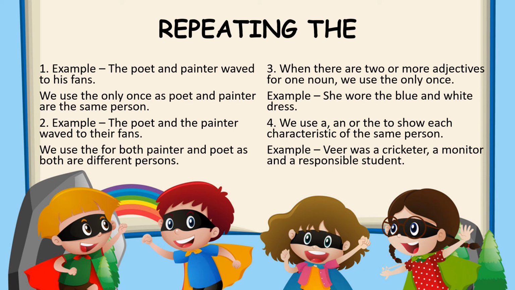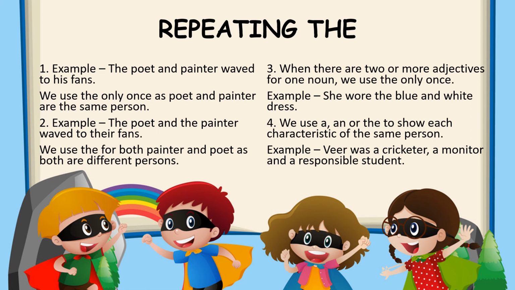For example, look at the second one. The poet and the painter waved to their fans. So that means the poet is a separate person, the painter is a separate person. So when you want to mention two persons, then we use "the" two times. Third one, when there are two or more adjectives for one noun, we use "the" only once. So for one noun, you have two or more adjectives, then you use "the" only once. For example, she wore the blue and white dress. So blue and white is for the same dress. So you will use "the" only once.